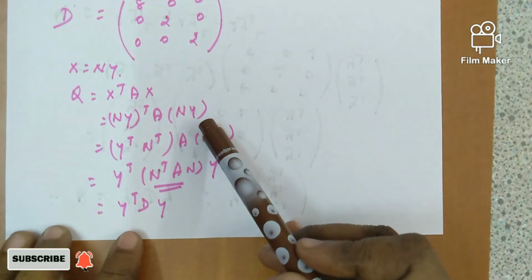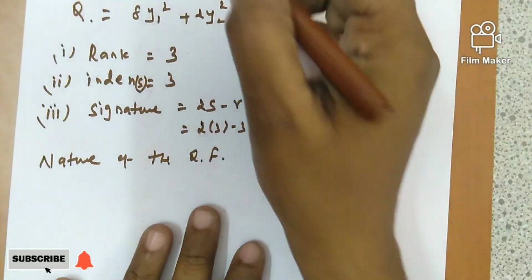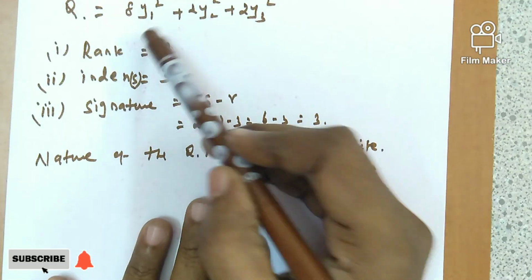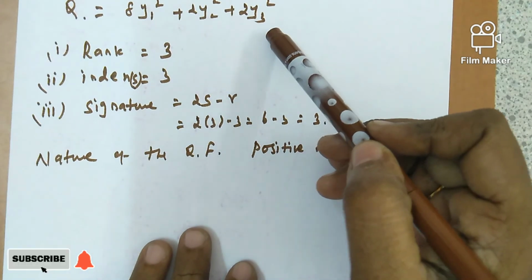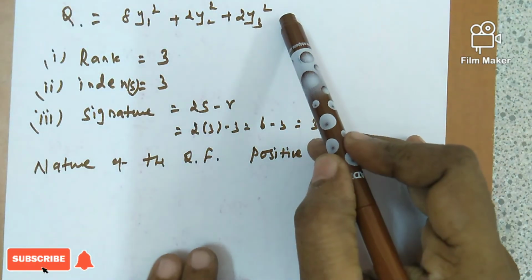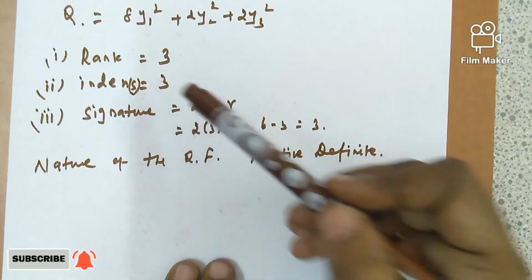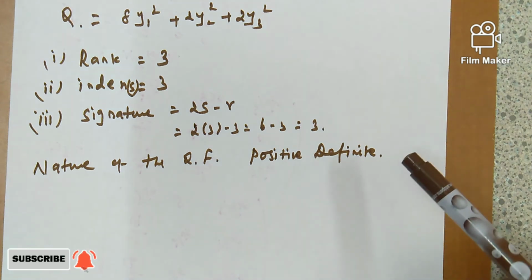Taking the transpose, we get y transpose D y, where y is a column vector y1, y2, y3. Substituting that, we get the answer as 8 y1 square plus 2 y2 square plus 2 y3 square. After this, depending upon the quadratic form, we can write the four results. First one is rank, second one is index, then signature and nature of the quadratic form.